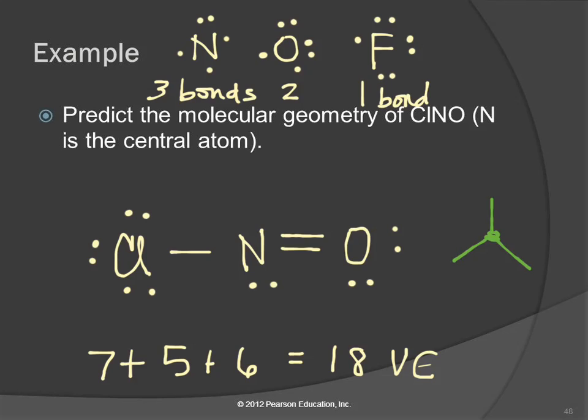Now, where are the atoms? Well, there's an atom in the middle, and there's an atom at the end of one of these, and there's an atom at the end of the other one. And what's at the end of the other line? It's a lone pair.